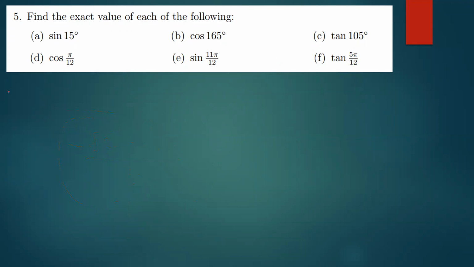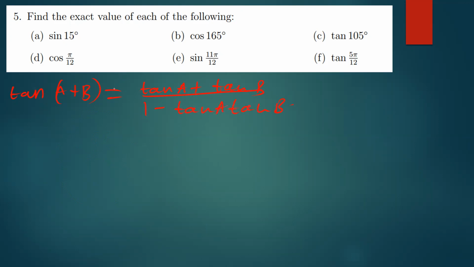So first let's write the formula, which is tan(A + B). Tan(A + B) is simply equal to tan A plus tan B, everything over 1 minus tan A tan B. So this is what you're going to use to find the solution for that.